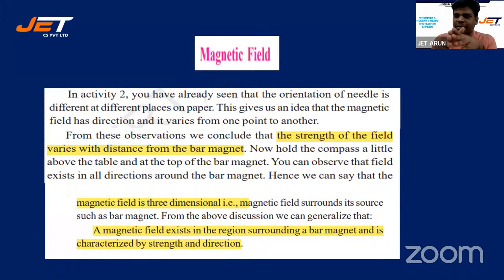And also, from some other experiments, we can conclude that the magnetic field varies with distance. So we have two things: it has direction and magnitude. Magnitude varies with distance from the bar magnet, and direction can be determined using the compass needle. And it's three-dimensional, students. We conduct the experiment on paper, but even if I lift the bar magnet and conduct the experiment, I can still feel the needle being deflected. So the magnetic field exists in the region surrounding a bar magnet and is characterized by strength and direction.